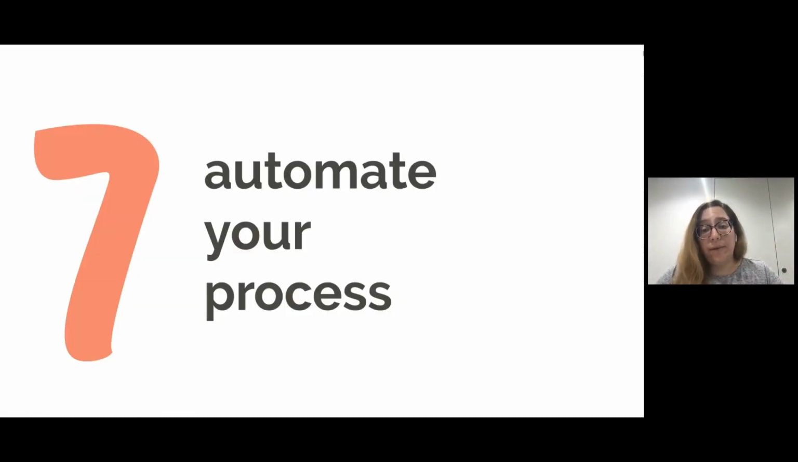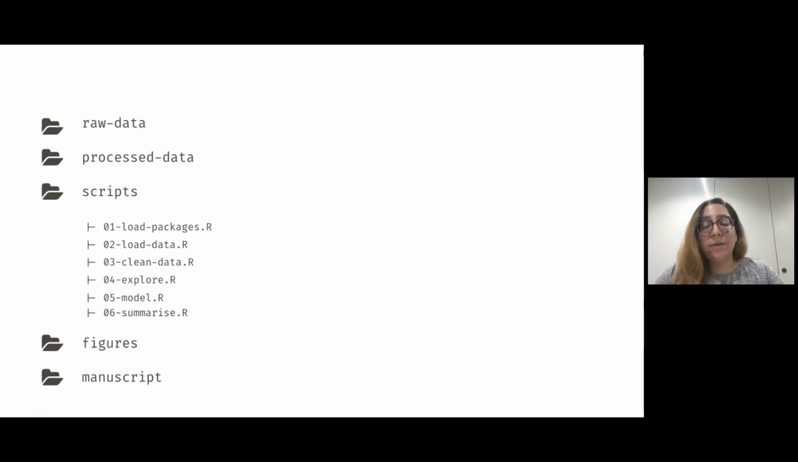Number 7, you want to automate your process. So we looked at something like this earlier. We said we have some scripts. I like numbering my scripts so it's very clear in which order they should be run. That being said, I'm relying on a human, myself, to run those scripts in that order.